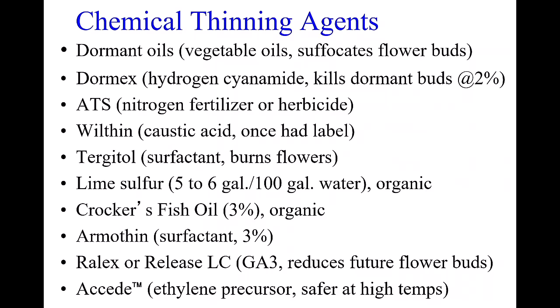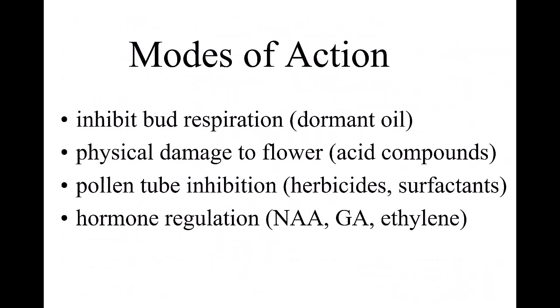And then one thing that's been labeled recently, Dr. Melgar will talk about, is the seed. The modes of action: when you use oils pre-bloom, they essentially inhibit bud respiration and suffocate the buds. You get physical damage during bloom. We use these acid-type compounds, which are some of the ones I mentioned. Then some of these surfactants inhibit pollen tube growth, and that's how they work. You don't get the pollination, but sometimes it leaves a lot of buttons, and that's one reason we don't use them. Then hormone regulation: the one you technically could use, but it's not labeled, is ethylene. I'll talk a little bit about that one. GA is what you used the year before, and that's your GA inhibitor.